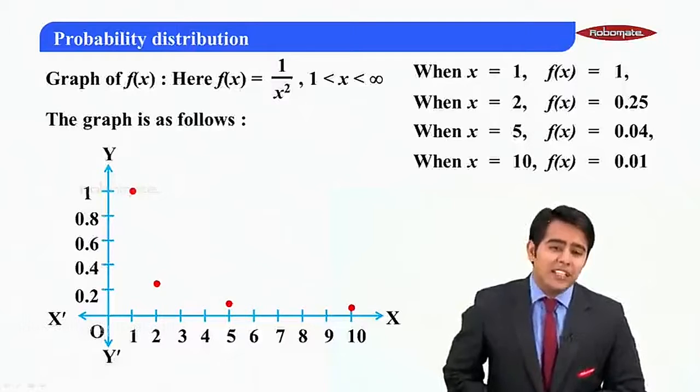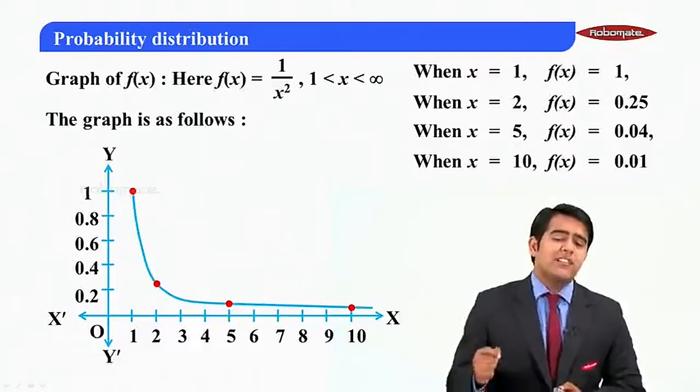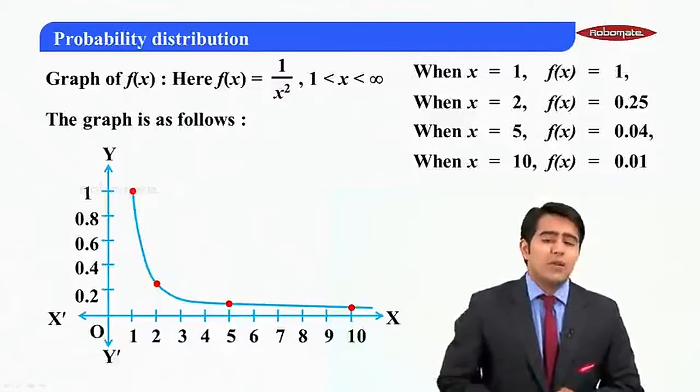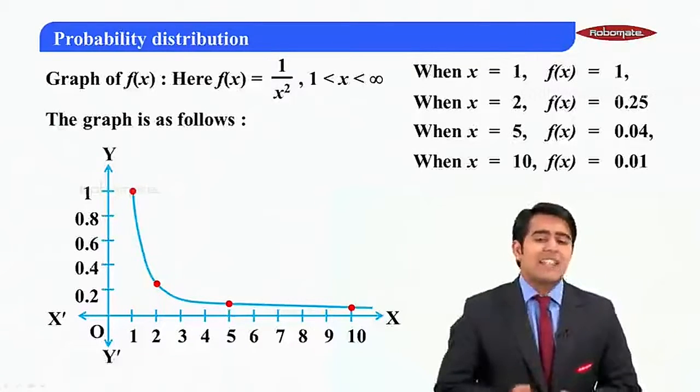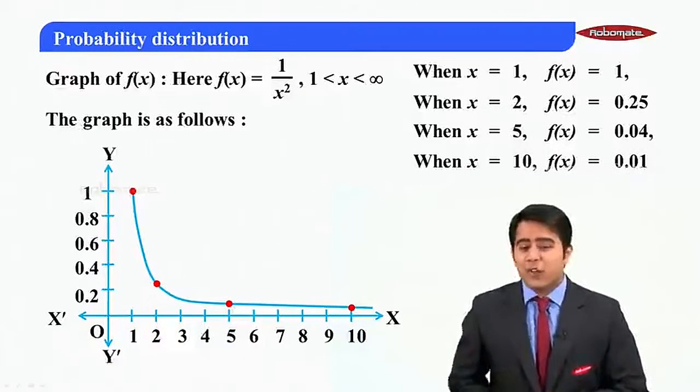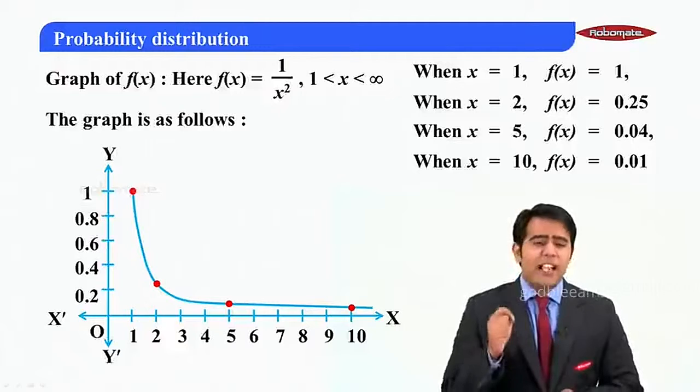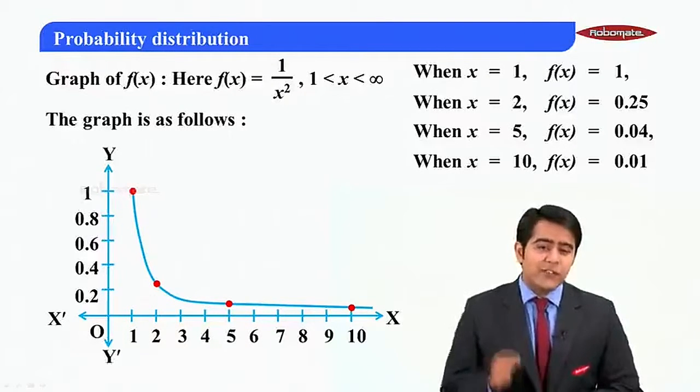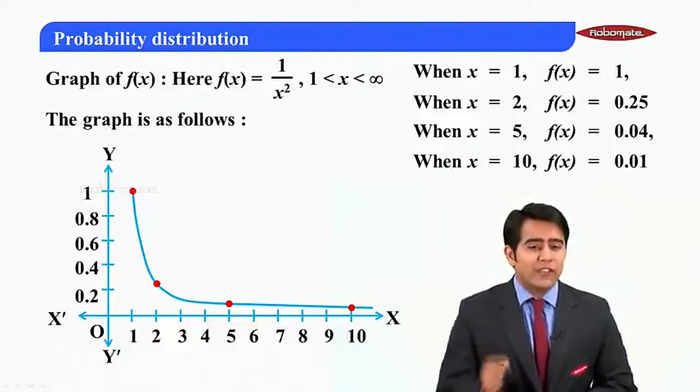Now when I connect all these points, I get a graph which is a curve tending towards 0, that is tending towards the x-axis. So this is the graph for f of x. Here I have taken only those values of x for which I can calculate f of x.